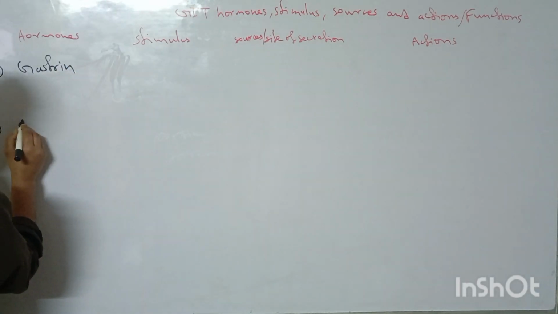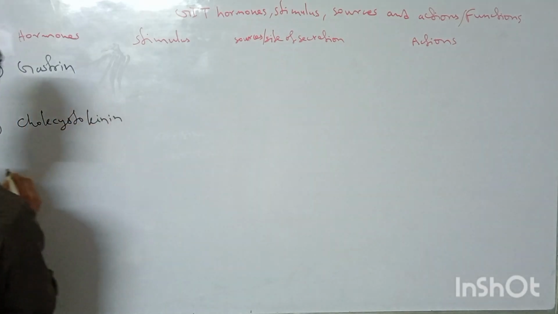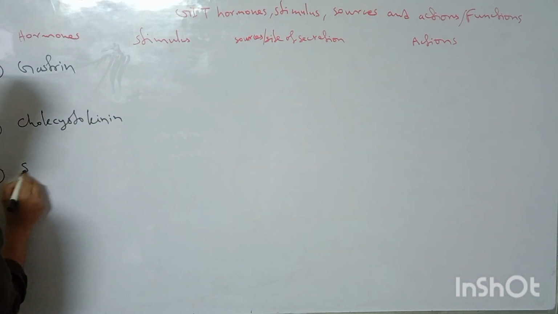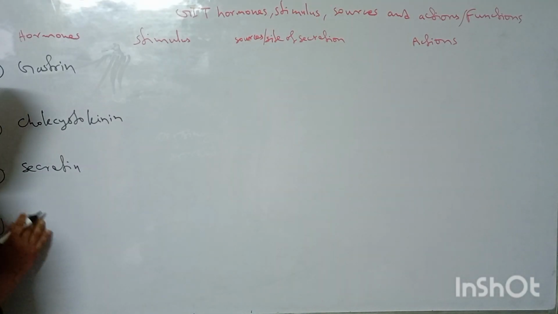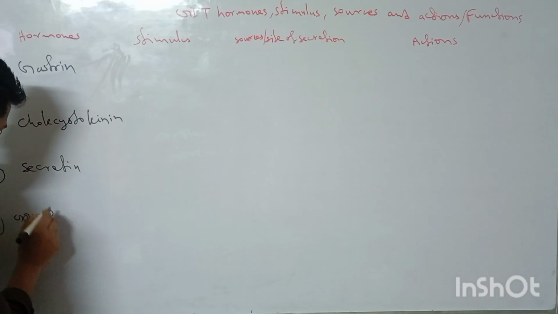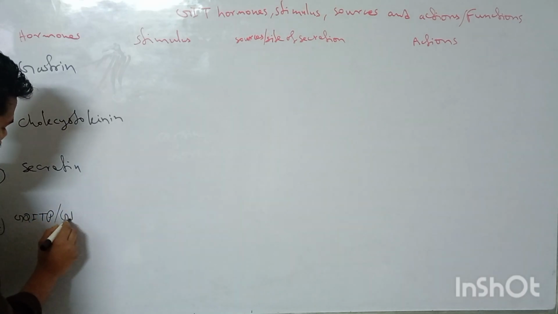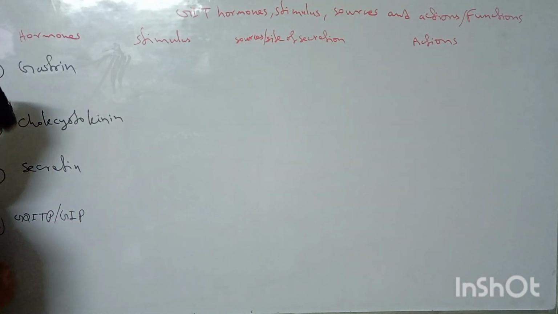Second is cholecystokinin. Another one is secretin. Fourth one is glucose dependent insulinotropic peptide. Please write the full form. Glucose dependent insulinotropic peptide, or you also call it the gastric inhibitory peptide. And next will be the motilin.